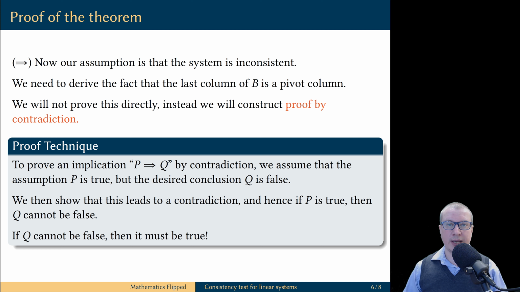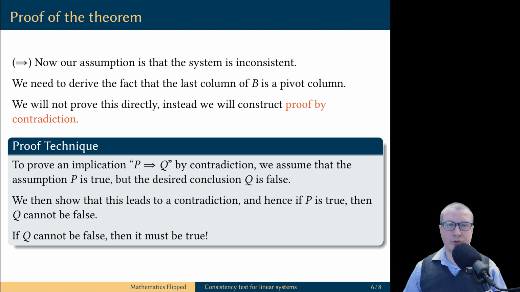We are trying to prove an implication, a statement P implies a statement Q. In our particular setting, the statement P is that the linear system is inconsistent, and the statement Q is the statement that the last column of B is a pivot column. We want to prove that if P is true, then Q is true. And the essence of the proof by contradiction method is to show that if P is true, then Q cannot possibly be false. If Q cannot be false, then it must be true.